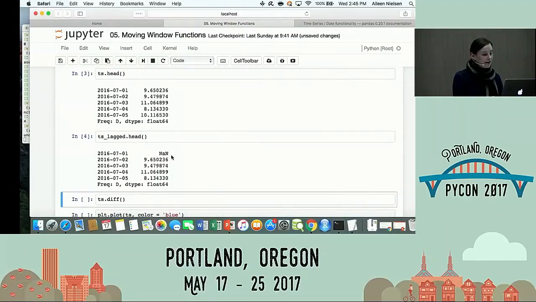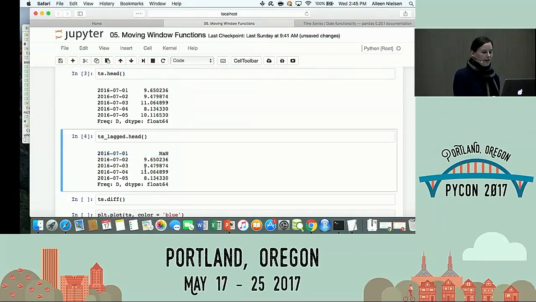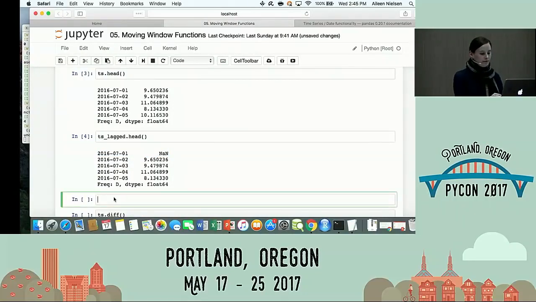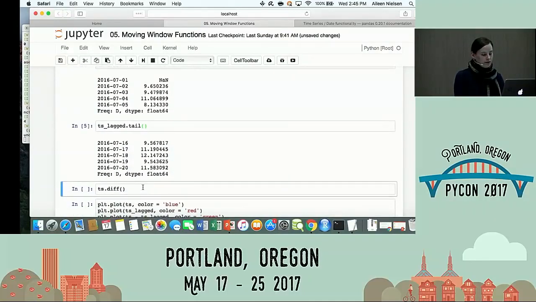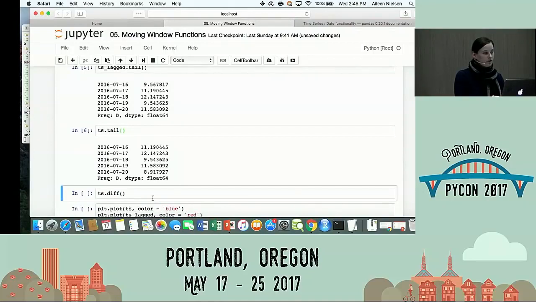Well, it starts on the same day, but now it gives me a NaN for my first day, right? Why is that? Because I shifted everything back, which means for my first day, I don't actually know what that value was, right? There isn't a value. There's nothing before that to shift up. So that one's a NaN. What else does that mean? What do we think the tail is going to look like? The tail is July 20th. What about my original time series? Also July 20th. So what do you notice here? I just kicked off a time point. I just lost it. Something to be aware of, right?